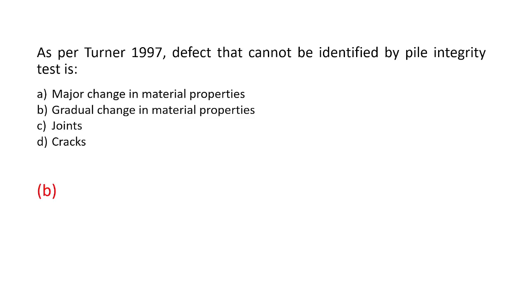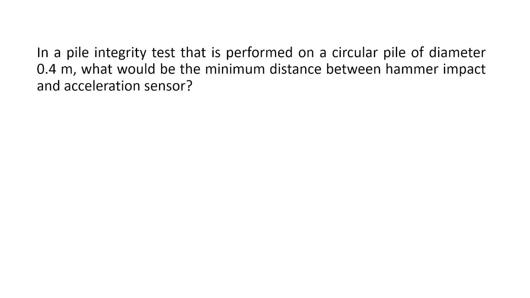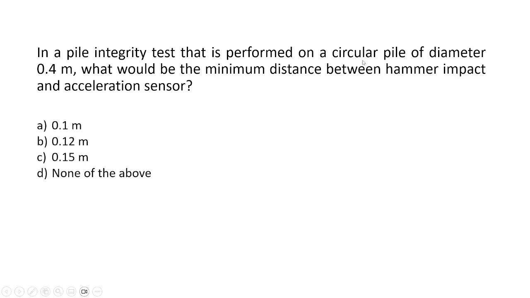Got it? Okay. Next is, in a pile integrity test that is performed on a circular pile of diameter 0.4 meter, what would be the minimum distance between the hammer impact and the acceleration sensor in the circular pile? 0.1. Yeah, again, if the diameter is less than or equal to 0.6 meter, it should be d by 4. So it should be 0.1 meter. Correct answer is A. I think that's it.